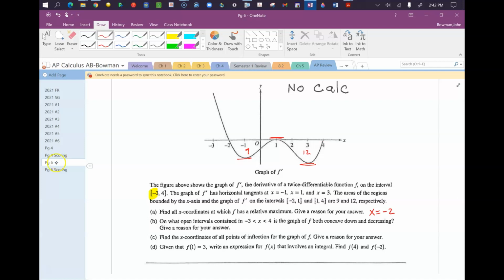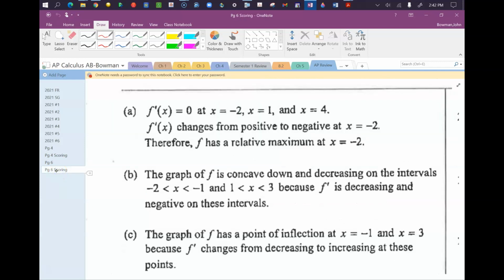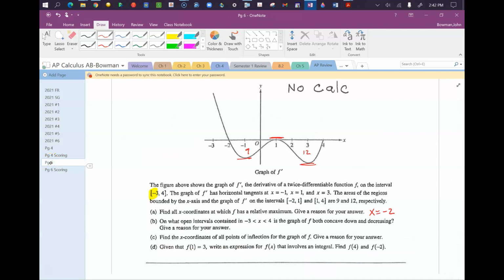So our answer is x equal -2, and we have to provide a justification for that. f prime of x changes from positive to negative at x equal -2, therefore f has a relative maximum at x equal -2. That first part is worth 2 points, one for the answer and one for the justification.